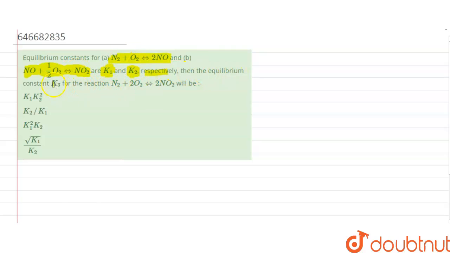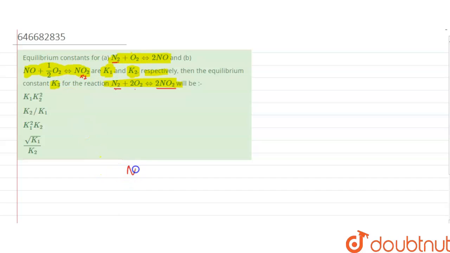Then the equilibrium constant K3 for the reaction N2 plus 2O2 is equal to 2NO2. So first of all, we have to keep in mind what we want: 2NO2 and N2. So you can see here N2 is to be put as it is, and 2NO2 will require multiplying this equation by 2, and 2O2 can be brought by any means. So let us see.